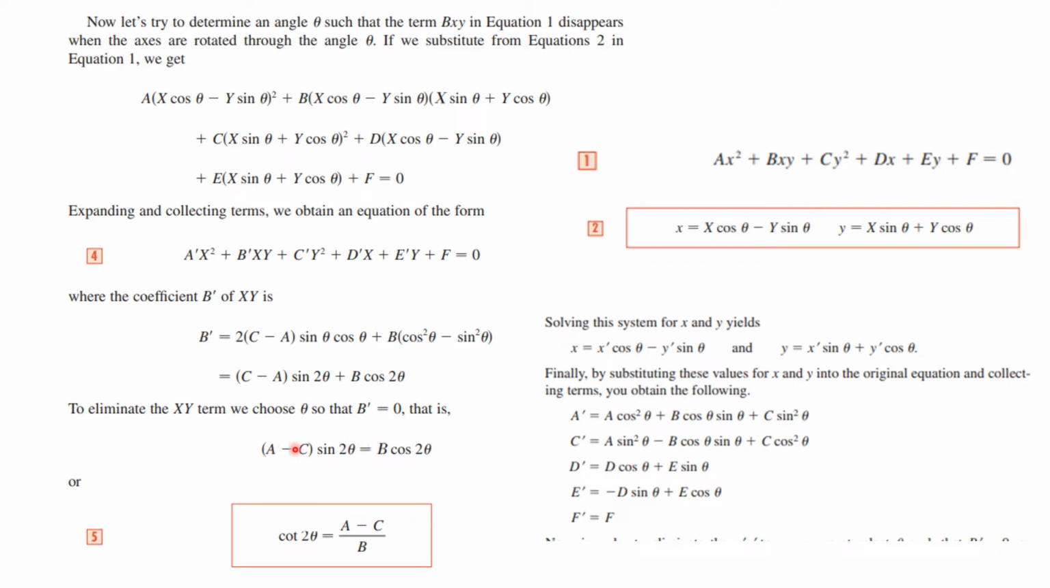Actually this is equal to 0 when I move this to the other side, and then I will divide all the way through by the sine of 2 theta, and that gives me a cotangent of 2 theta. And so you see the cotangent of 2 theta has to be a minus c over b. We're just solving this equation. So that tells us what the angle is that will make b prime equal to 0. So we've eliminated that b in the equation.